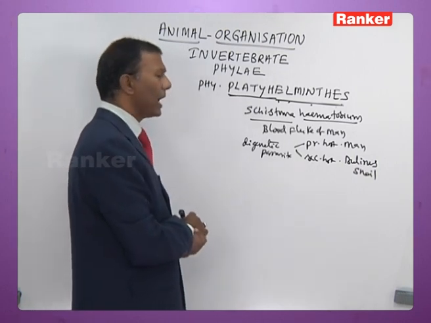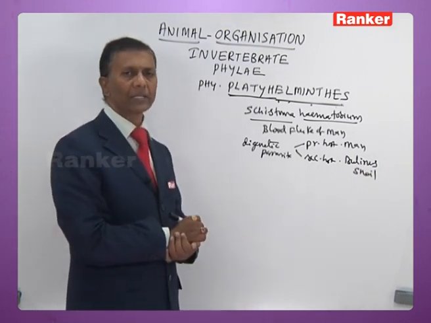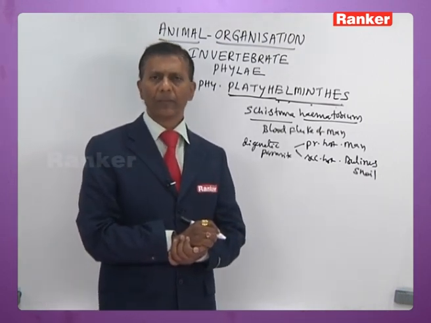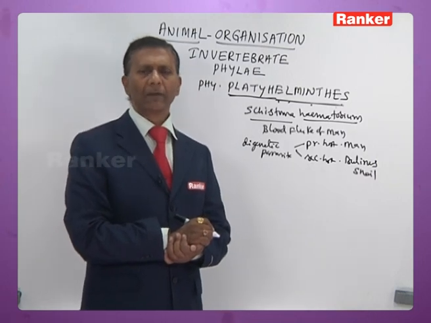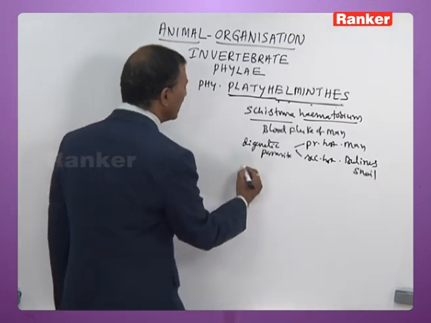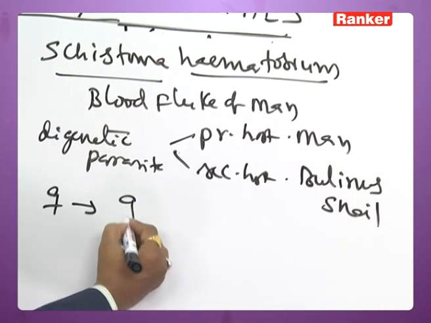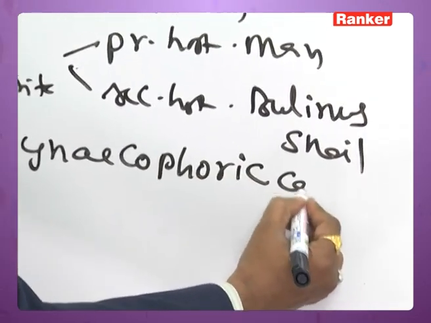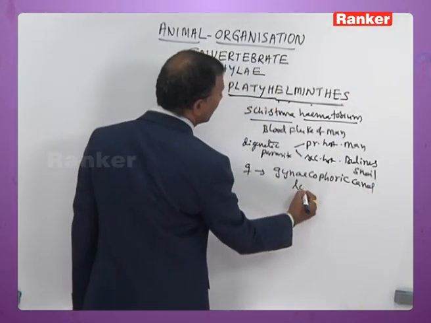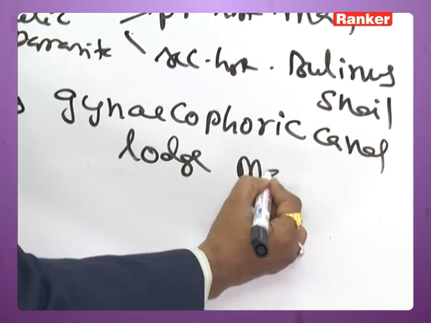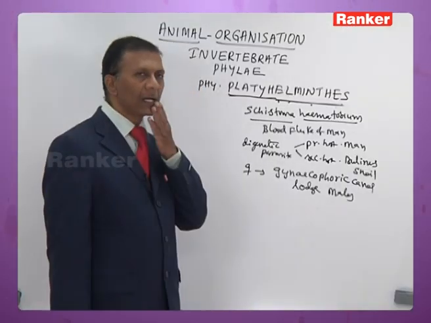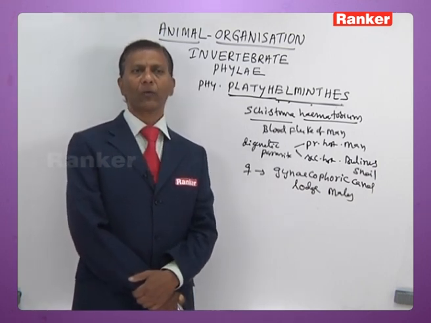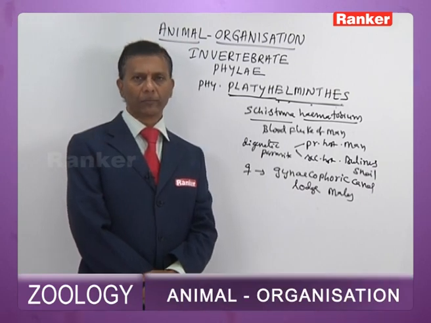Now the Schistosoma, as I made mention earlier, is a unisexual parasite. Both male and female are separate. The females are stout and short and males are slender. On the ventral side, females are provided with a groove called the gynecophoric canal, in which the large male is lodged.